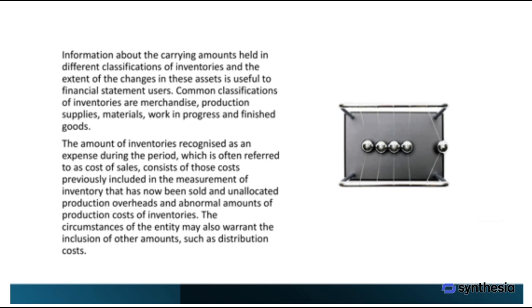Information about the carrying amounts of inventories in different classifications and the changes in these assets is valuable to users of financial statements. Common classifications include merchandise, production supplies, materials, work in progress, and finished goods. The amount of inventories recognized as an expense during the period, often called cost of sales, includes the costs that were previously part of the inventory measurement and have now been sold. It also includes unallocated production overheads and abnormal production costs. Depending on the entity's circumstances, other amounts like distribution costs may also be included.